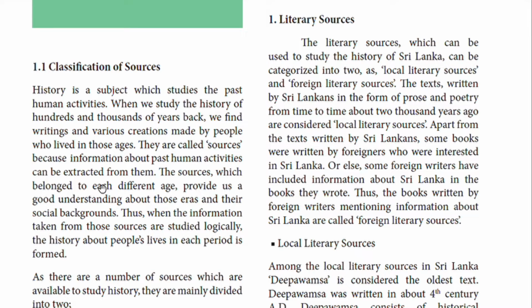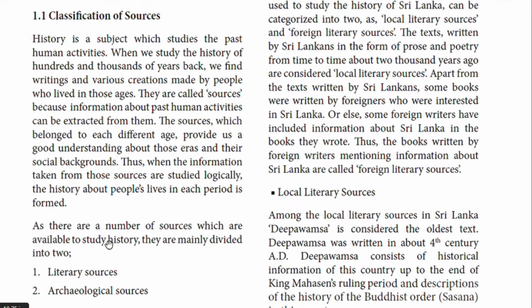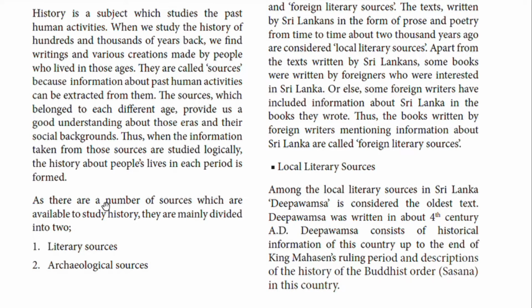So the sources which belong to each different age provide us a good understanding about those eras and their social backgrounds. Not only that, here we are learning their economic background too. Thus, when the information taken from those sources is studied logically, the history about people's lives in each period is formed. As there are a number of sources available to study history, they are mainly divided into two. When we are learning about history, we have to pay our attention to the following factors, especially literary sources and archaeological sources.